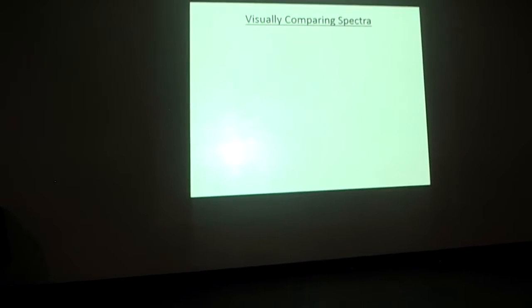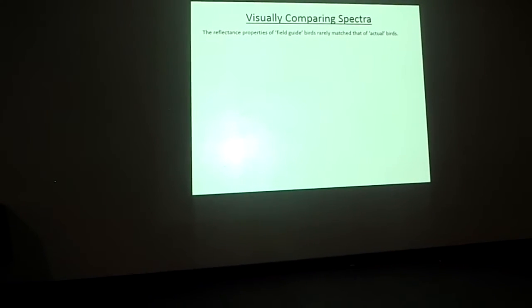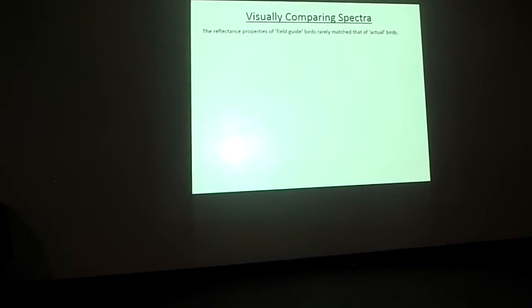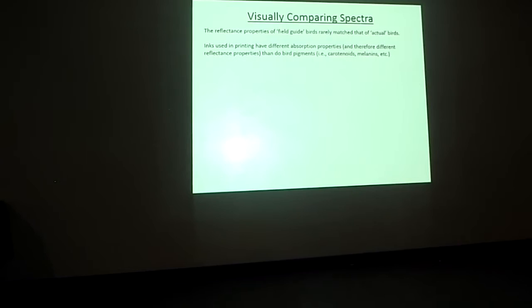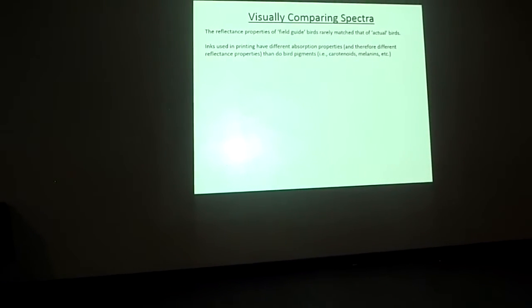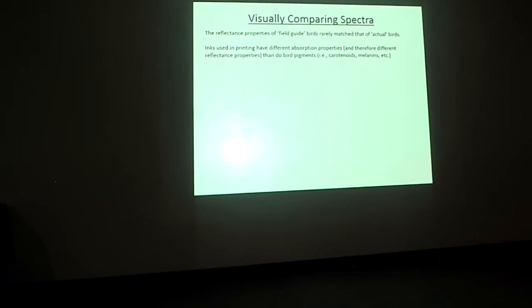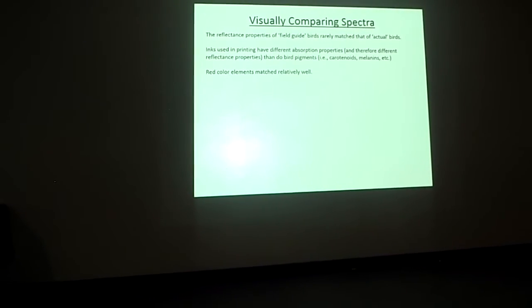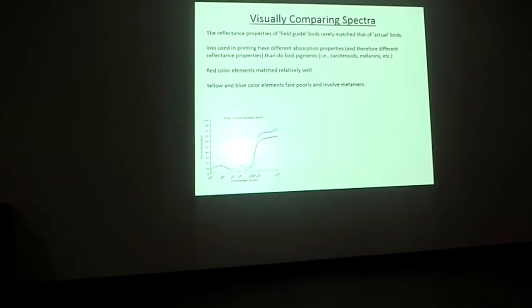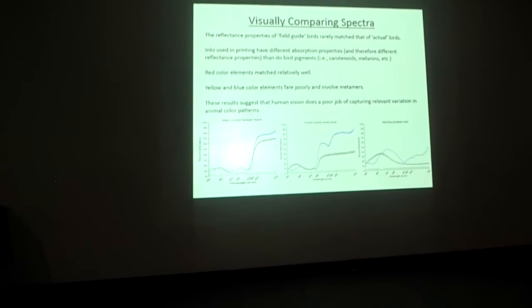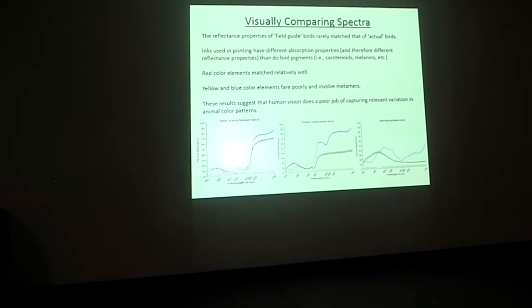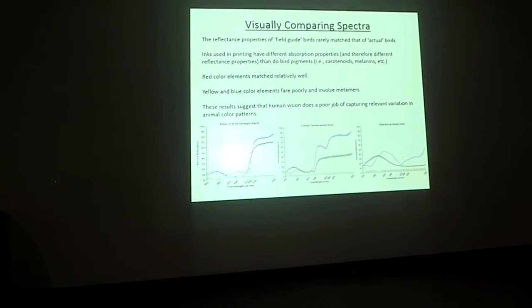Okay, so just visually comparing the spectra, the reflectance properties of the field guide do a poor job, and they rarely match that of the actual birds. And this is because the inks used in the printing have different absorption properties than the pigments that are actually used by the birds. If we could print these things with carotenoids, it would do a much better job. But we can't. And so the red elements match relatively well. The yellow and the blue do fairly poorly. And these results suggest that human vision does a poor job of capturing the relevant variation in animal color patterns.